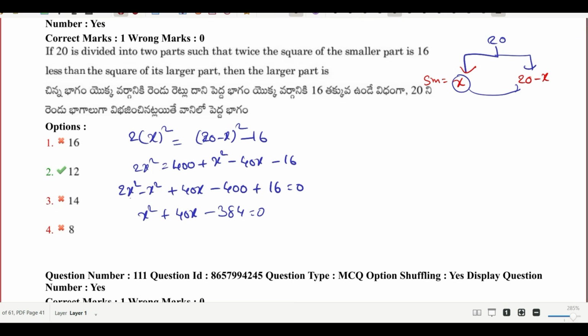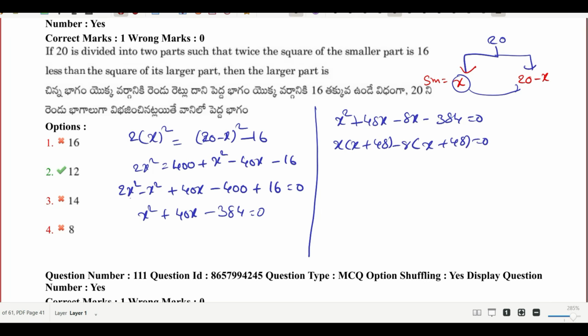If we factorize this quadratic equation, we get the value of x. So x square plus 40x minus 384, we can factorize as x square plus 48x minus 8x minus 384 is equal to 0. From the first two terms, taking x as common, x plus 48. From the second two terms, taking minus 8 as common, x plus 48. Again taking x plus 48 as common, x plus 48 times x minus 8 is equal to 0. From this, either x plus 48 is equal to 0 or x minus 8 is equal to 0.